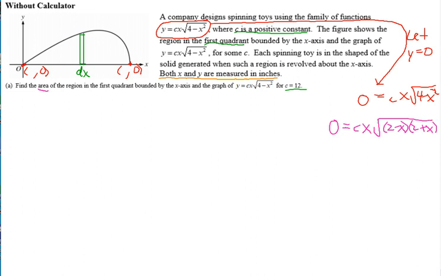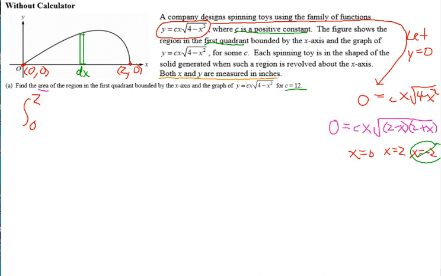So for x-intercepts, we would get this one, cx equals 0. C is just some constant, positive constant, so that would just give you x equals 0. When you set 2 minus x equals 0, you get x equals 2. And 2 plus x equals 0, x equals negative 2. However, we know we're in the first quadrant, so x can't be negative here, so that one doesn't make sense. So that would mean this one is 0, 0, and this one is 2, 0. And we need that because that will give us our lower and upper limits of our integral to find the area. So now we know the integral is from 0 to 2.